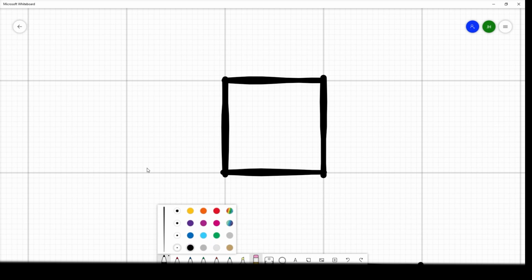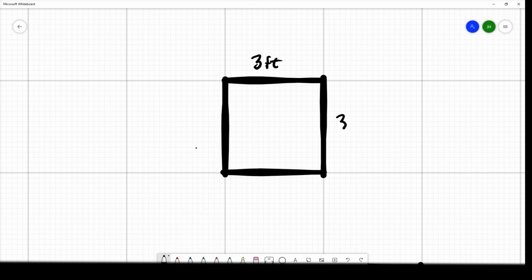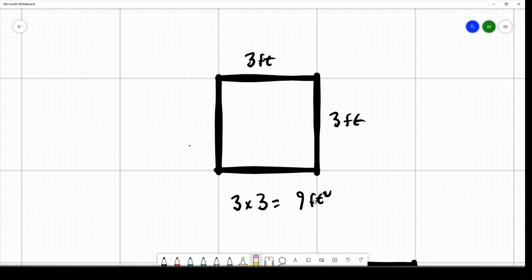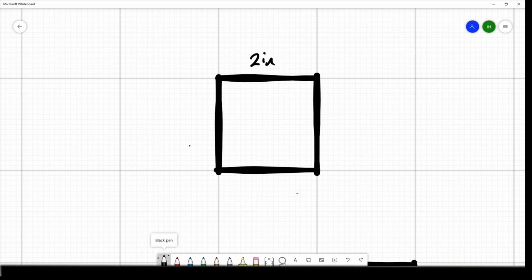Let's take a look. What if we went 3 feet on a side? If we went 3 feet, 3 feet, 3 feet, we'd have 3 times 3 equals 9 feet squared. If we switched it up and that became inches, something like 2 inches, 2 inches, we would have 2 times 2 equals 4 inches squared. And that lets you know what the units are. Okay, so pretty straightforward dealing with a square, and I hope that is all just a reminder for you.